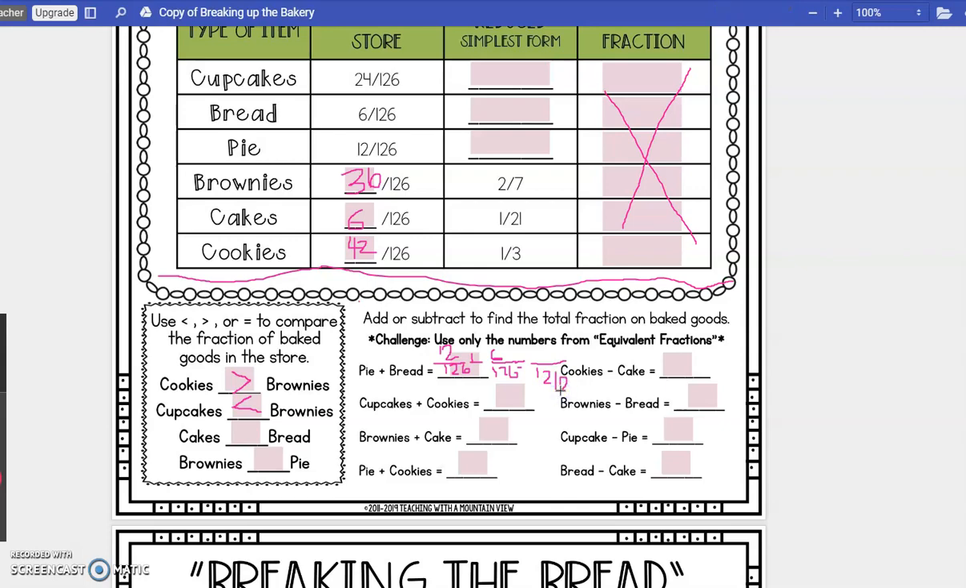But now I need to add my top number, which is 12 plus 6. So go ahead and pause the video and get your top number. Okay, great. If you got 18 over 126, you are correct.